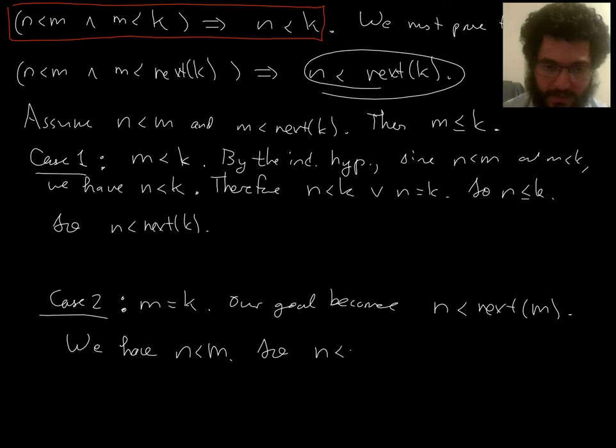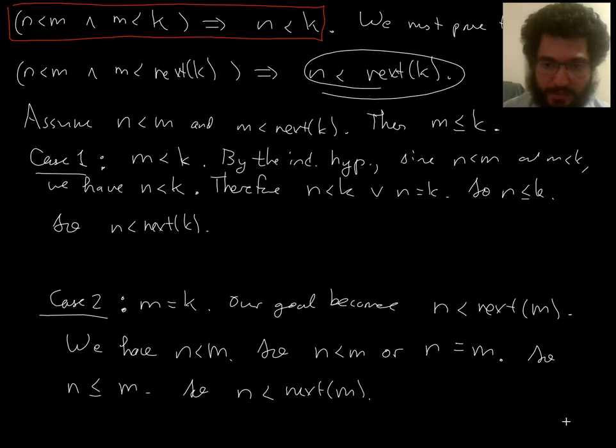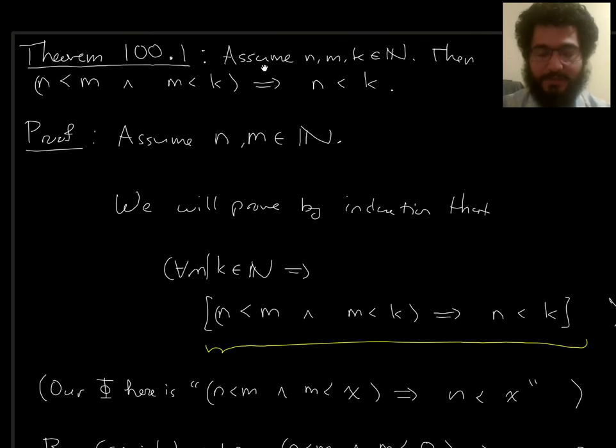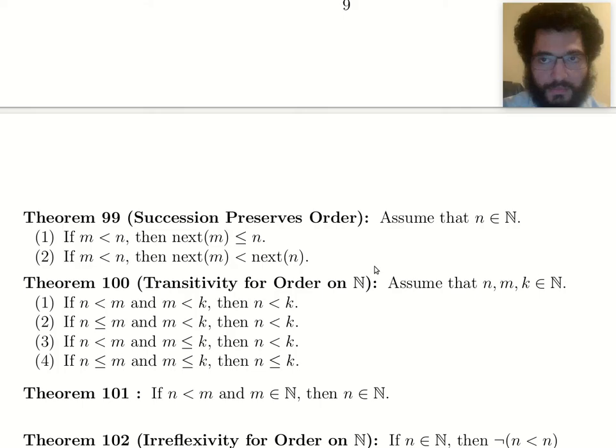So n is the same trick that we pulled up here, it's just now with n and m rather than m and k, right? So n is less than m, or n equals m. So that's what it means for n to be less than or equal to m. So n is less than next m, which is what our goal became in the situation where m equals k. So that's both cases. The induction step is complete, so the induction is complete, and we have proven transitivity for equality, or for the order on the natural numbers.